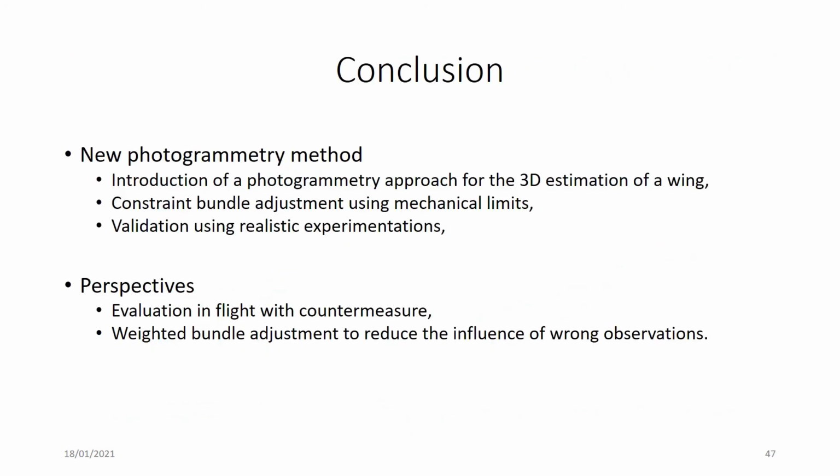In conclusion, in this presentation we introduced a suited photogrammetry approach for the 3D estimation of the wing. We introduced a new constrained bundle adjustment that exploits mechanical limits of the wing to improve the 3D estimation, and we demonstrated the potential of this method through realistic experimentations. Now the perspective will be to evaluate the method in flight with countermeasures, and to investigate the use of weighted bundle adjustment to reduce the influence of wrong observations.